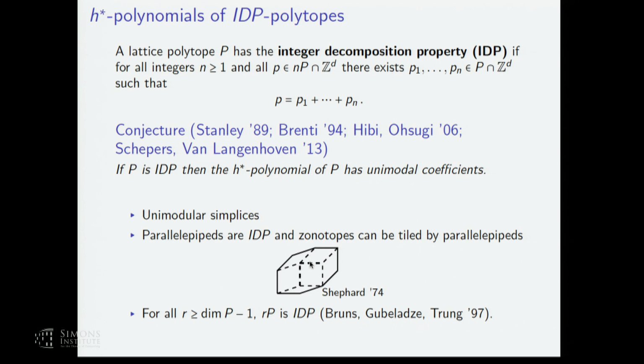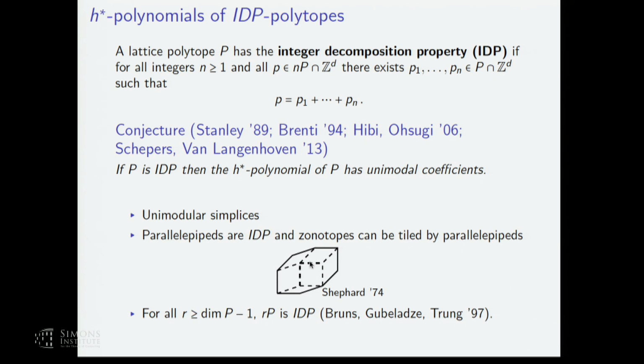So the most important IDP polytope is probably a unimodular simplex. A unimodular simplex is a simplex of minimal volume, 1 over d factorial. Equivalently, you can define it as the vertices affinely span the integer lattice. And to this class of IDP polytopes, the zonotopes also belong, and also the parallelepipeds. For parallelepipeds, it's actually not too hard to see. A parallelepiped has this really nice property that if you take an integer dilate of your parallelepiped, then it can be tiled with copies of your original polytope. And that's why it's not so hard to obtain the integer decomposition property.